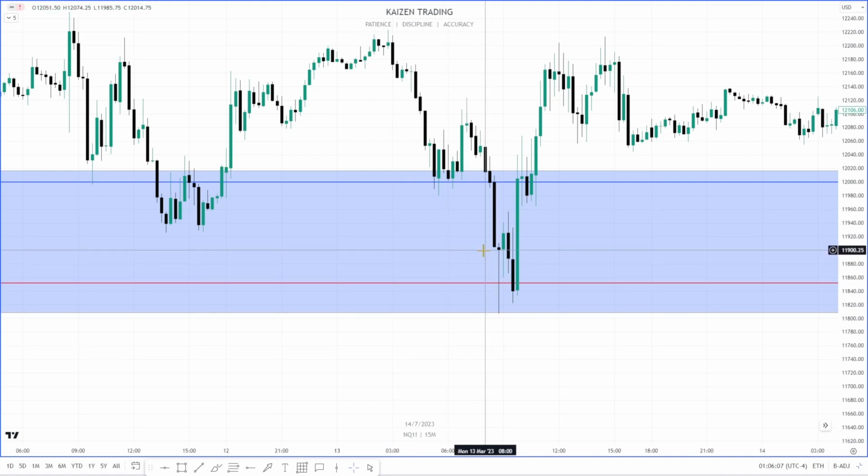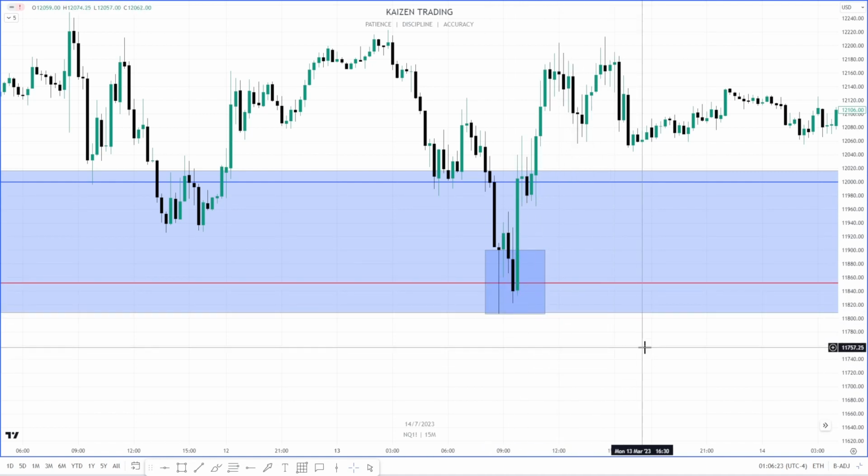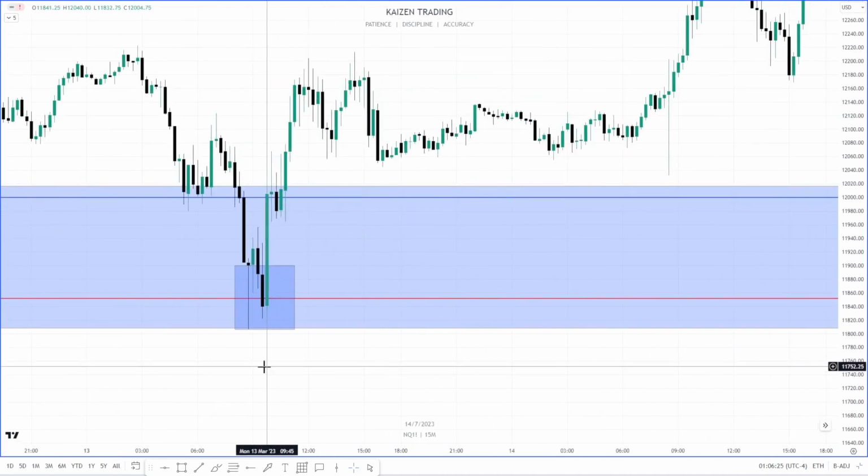Look at this. See how this wick comes all the way down here into the discount? And then what happens? Candle bodies get brought into this area. It's a rejection block. It's showing this on the 15-minute, and it's showing the start of a new PD array that's going to be running bullish setups.